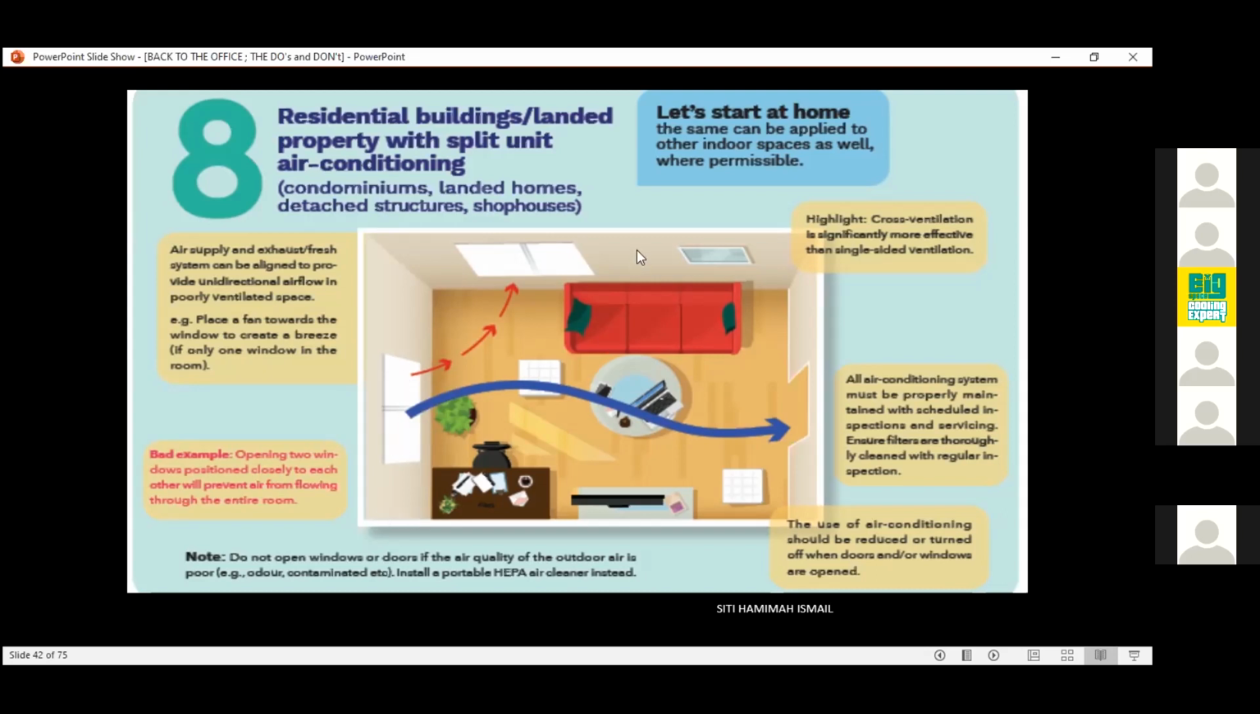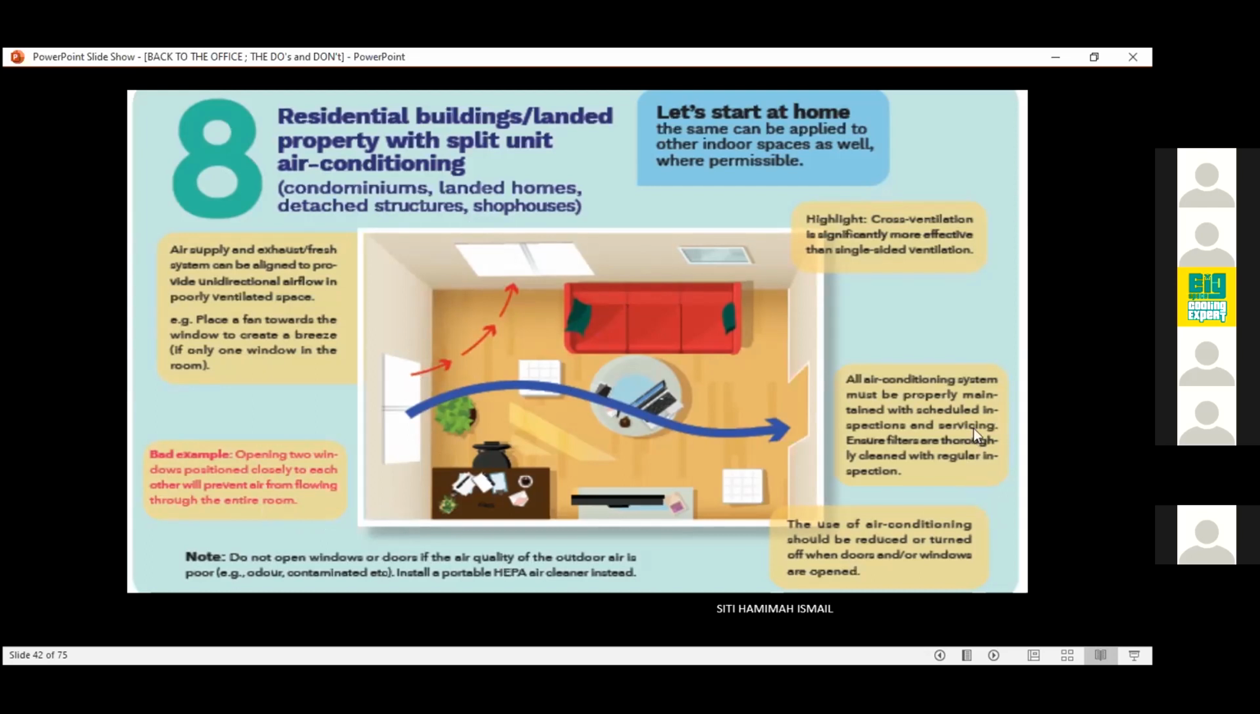Sebenarnya that area is not good for ventilation punya supply. So you need a mechanical ventilation to help out. Okay, kalau you ada dua-dua tingkap, dia dekat dengan each other, you sebenarnya juga tak provide good ventilation and movement throughout the room. Okay.